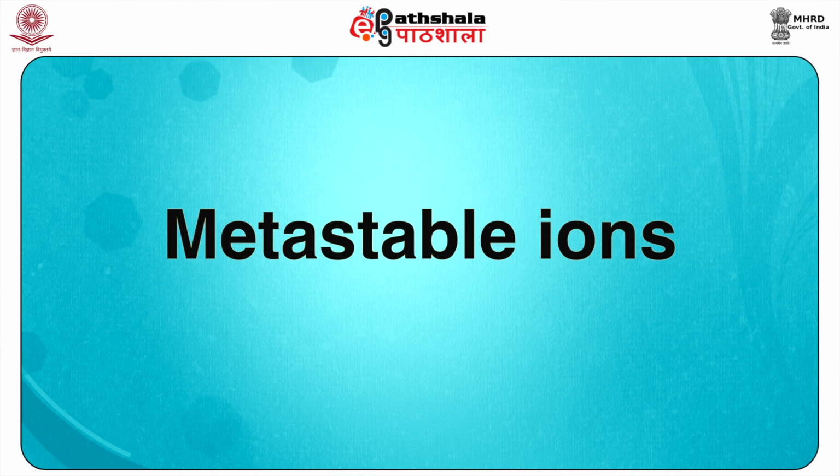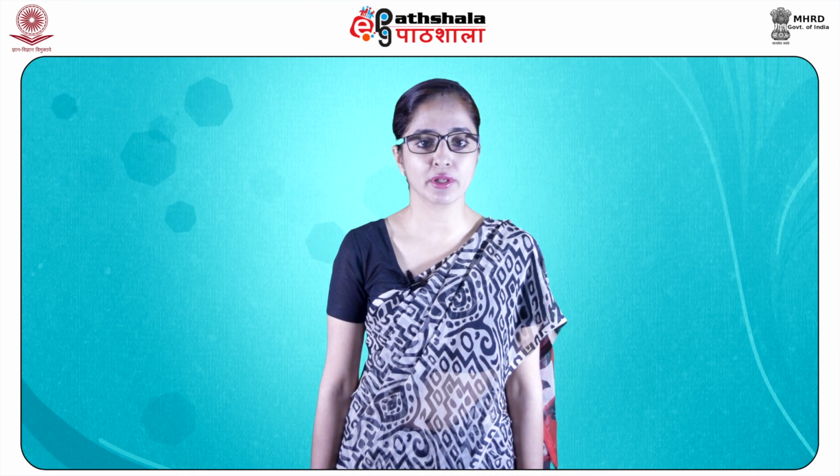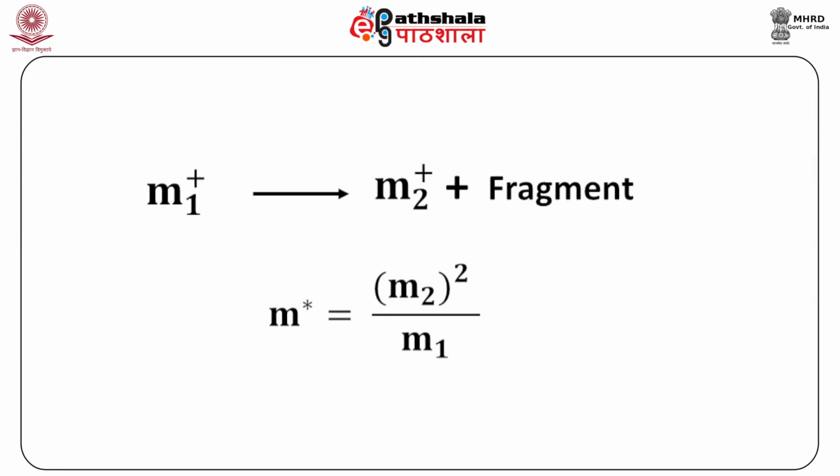Now let us come to another important definition of metastable ions. The ions appearing at an m/z ratio depends on its mass as well as the mass of the original ion from which it is formed. This ion is called the metastable ion. These peaks are usually broad and appear at non-integral values of m/z. The presence of a metastable ion peak links two peaks together, or you can show it as m1+ gives rise to m2+ plus a fragment.